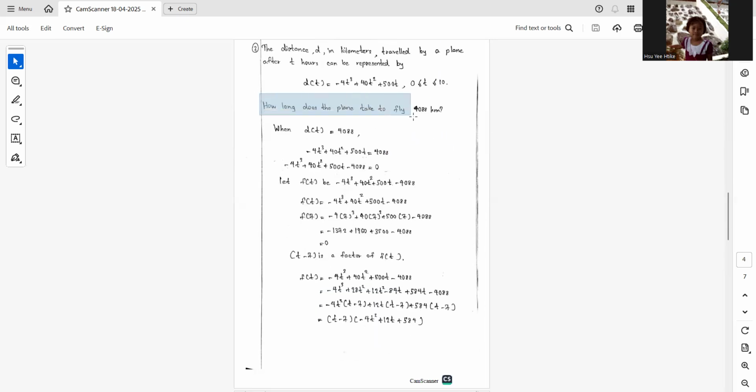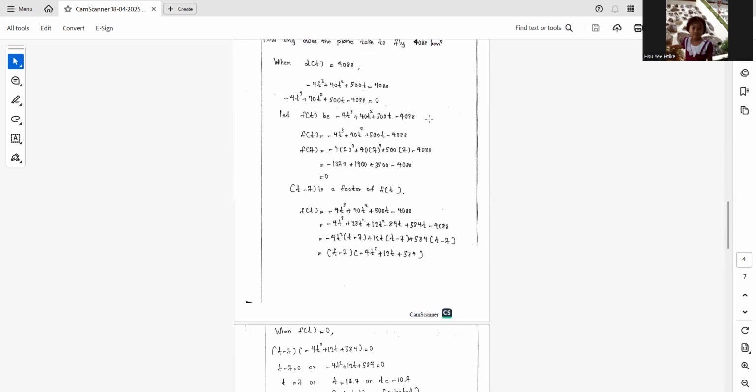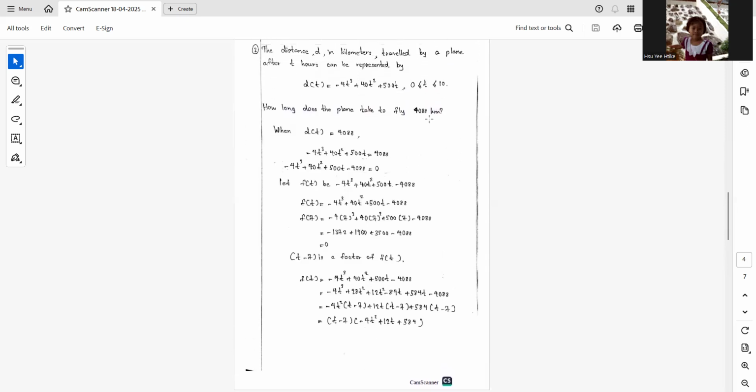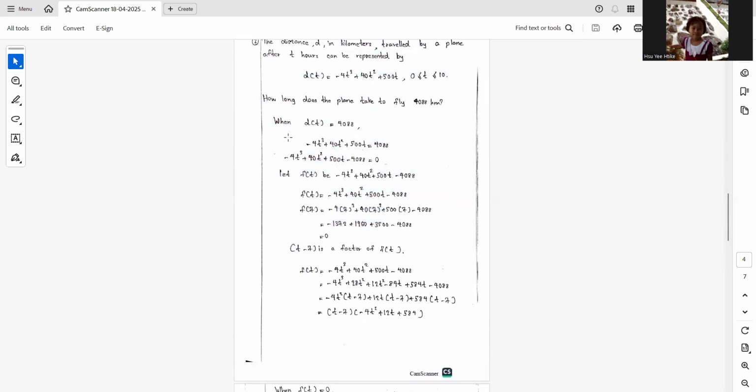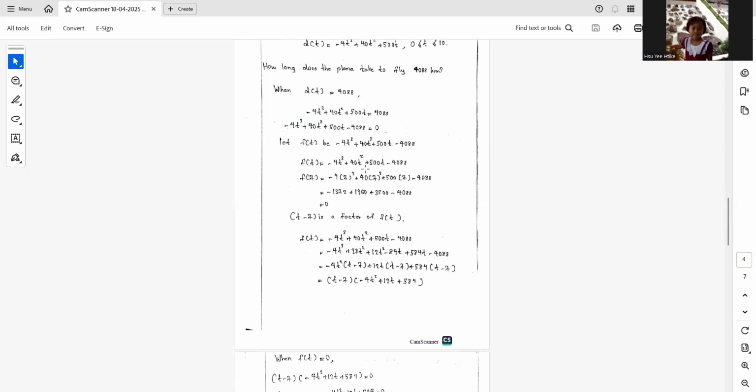And so, how long does the plane take to fly 4,088 kilometers? When d of t is equal to 4,088, here we get the equation -4t cubed plus 40t squared plus 500t minus 4088 is equal to 0. So I let that function f of t be -4t cubed plus 40t squared plus 500t minus 4088.